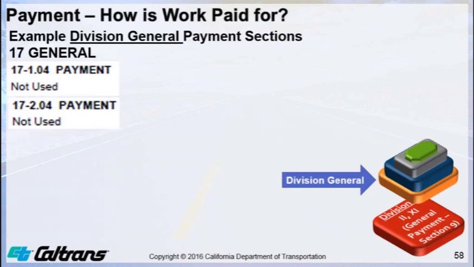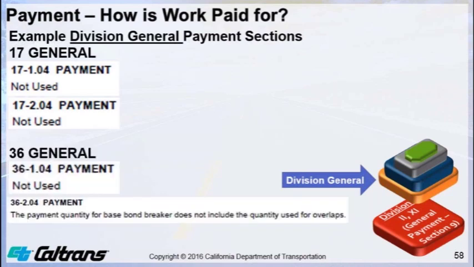The sections for payment in the division generals are mostly not used, but you need to look to ensure there are no specifications for payment. Shown are the two payment sections in Division 3, Earthwork and Landscape for Section 17 General. Now shown are the payment sections in Division 5, Surfacing and Pavements, Section 36 General. So you see under Section 36.104 payment is not used, but under Section 36-2.04 payment includes that the payment quantity for the base bond breaker does not include the payment for the overlaps.